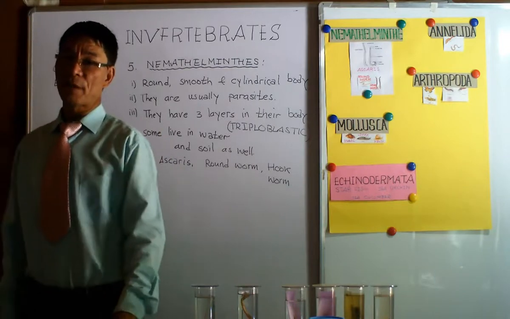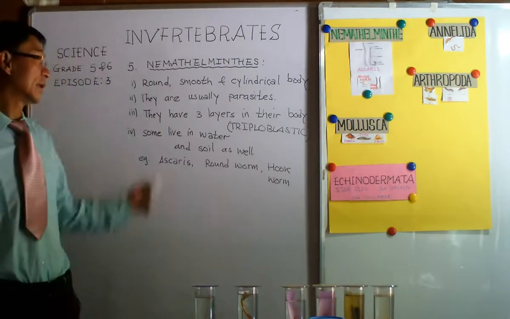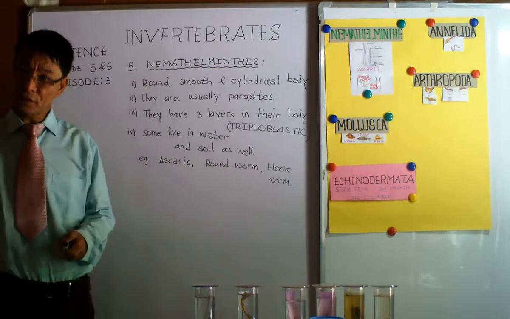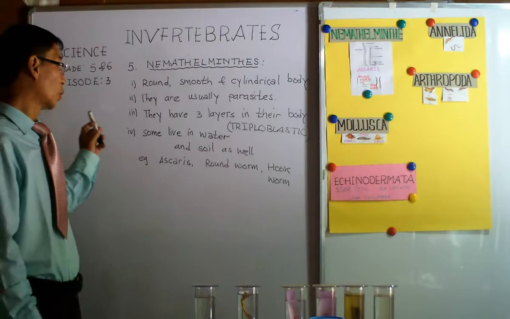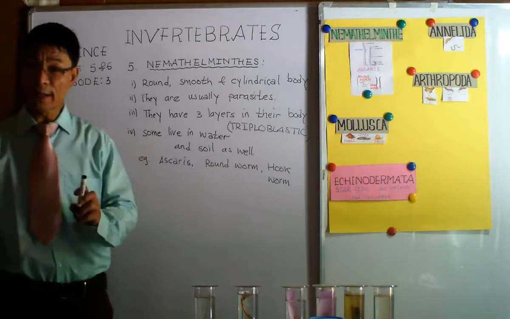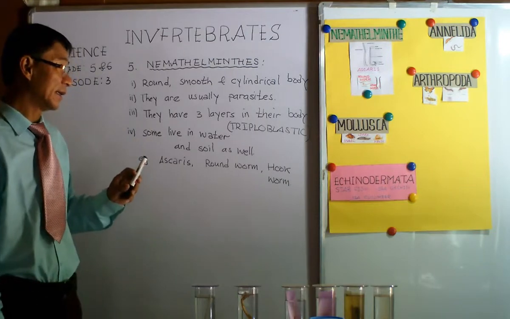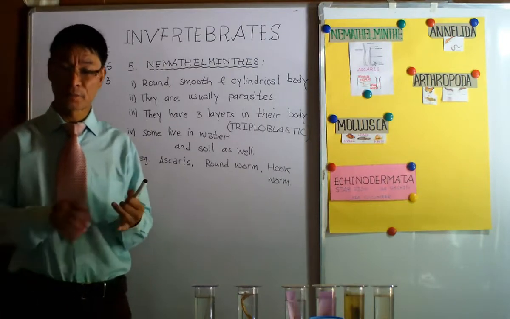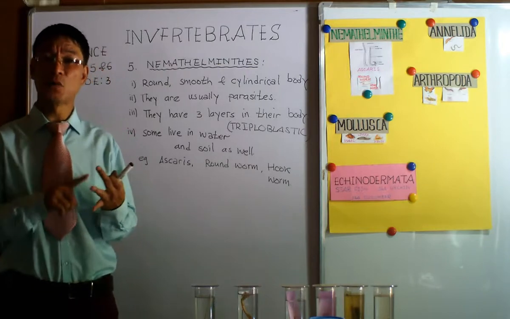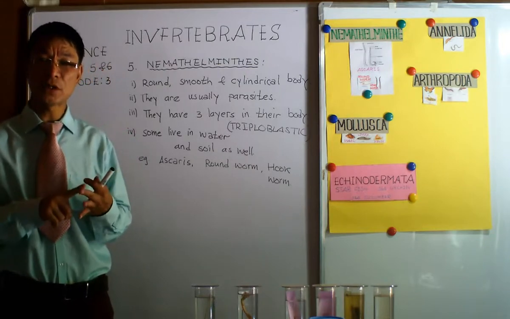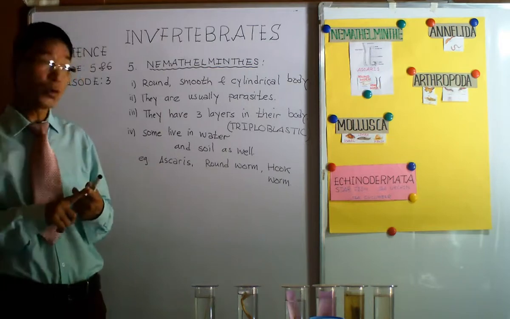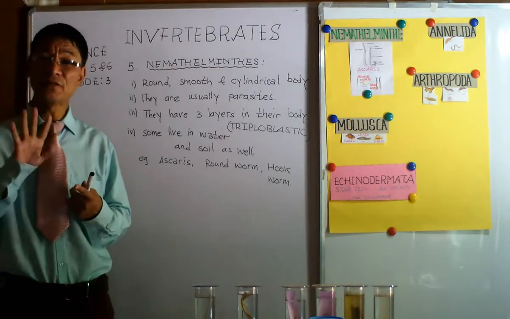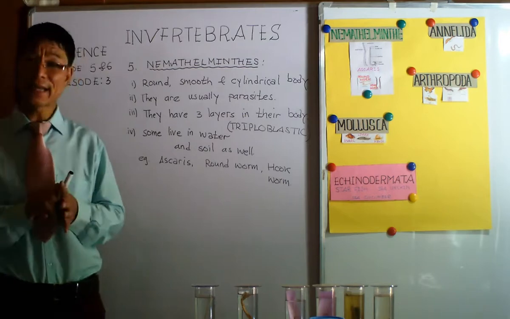And today's topic is about invertebrate animals. In the previous episode, we have done 4 phyla, and they were protozoa, porifera, coelenterata, and platyhelminthes. In this episode, we're going to deal with 5 different phyla and their characters.